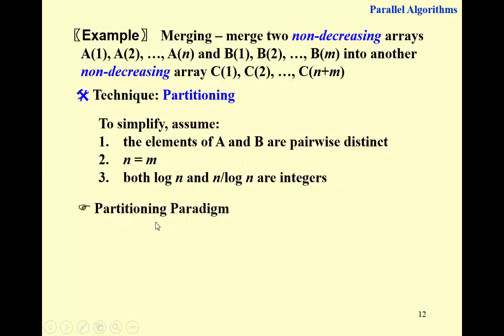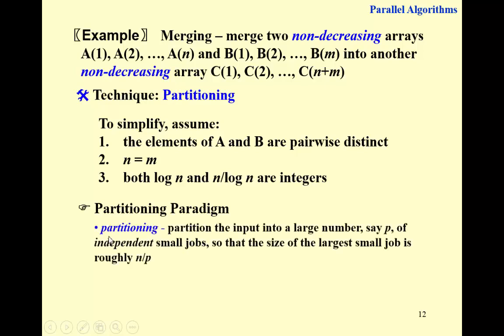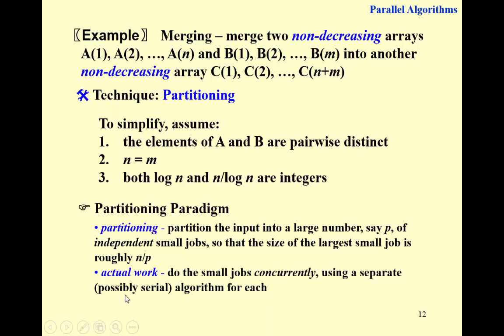So the partitioning paradigm is this. If we have P processors, we can first make a partition. Assign each processor a small job of size n over P. And the actual work is done in parallel on each processor by some normal algorithm, or say serial algorithm. Okay. We know that on a sequential machine, it takes a linear time to merge them, right? Every time we just compare a pair of elements from A and from B and copy the smaller one into C.